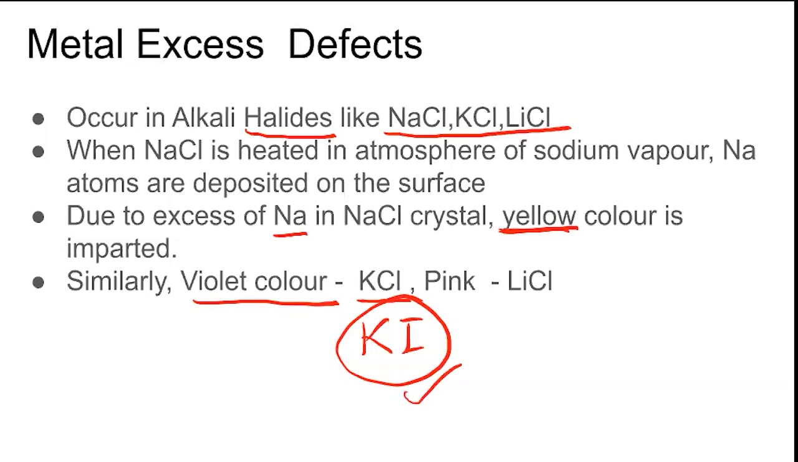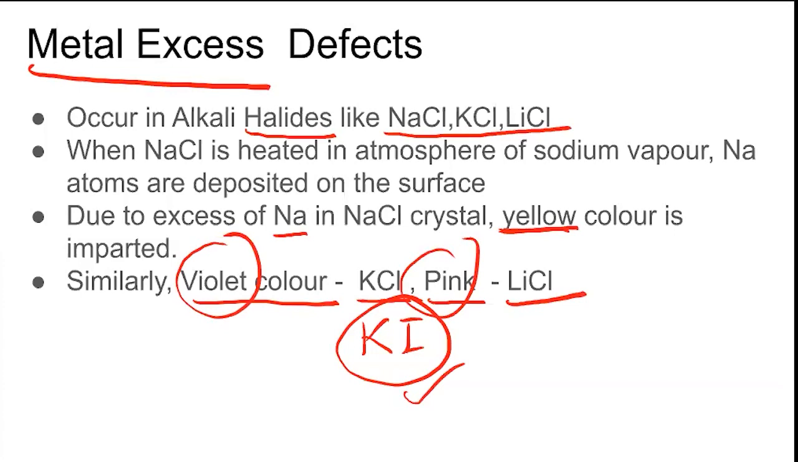Okay. Potassium iodide. And then there is a pink. Again, the interesting color. There's a violet of potassium chloride, pink lithium chloride. Very interesting colors are there. So this is due to metal excess. This is due to metal excess defects.